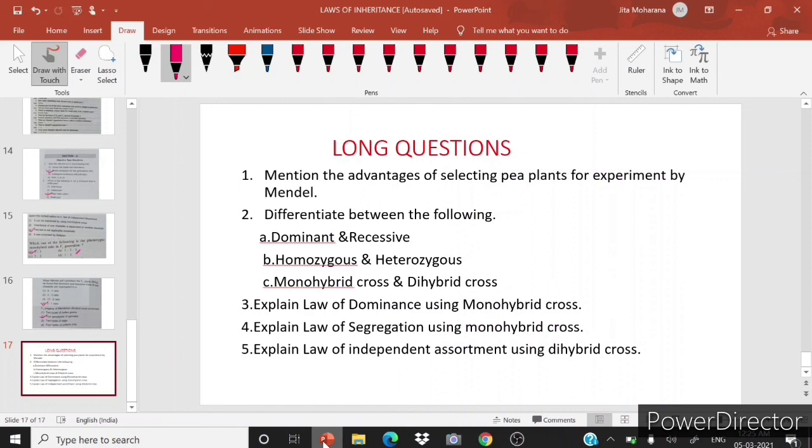So question number 1: mention the advantages of selecting pea plants for experiments by Mendel. Question number 2: differentiate between the following: dominant and recessive, homozygous and heterozygous, monohybrid cross and dihybrid cross. Then question number 3: explain the law of dominance using monohybrid cross, explain the law of segregation using monohybrid cross, and explain the law of independent assortment using dihybrid cross. With this, we completed the 3 laws of inheritance.